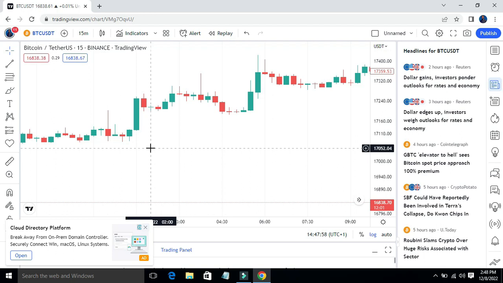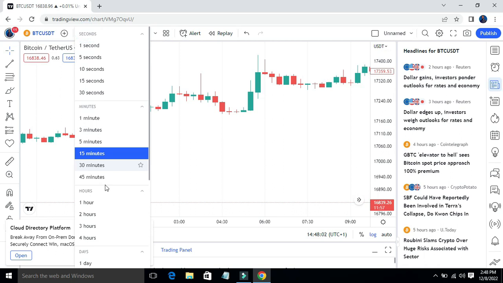So higher time frames are from 15 minutes down to 1 year, while lower time frames are from 15 minutes down to 1 second. Some people regard 15 minutes as a lower time frame, some regard it as a higher time frame, and some use it as both.